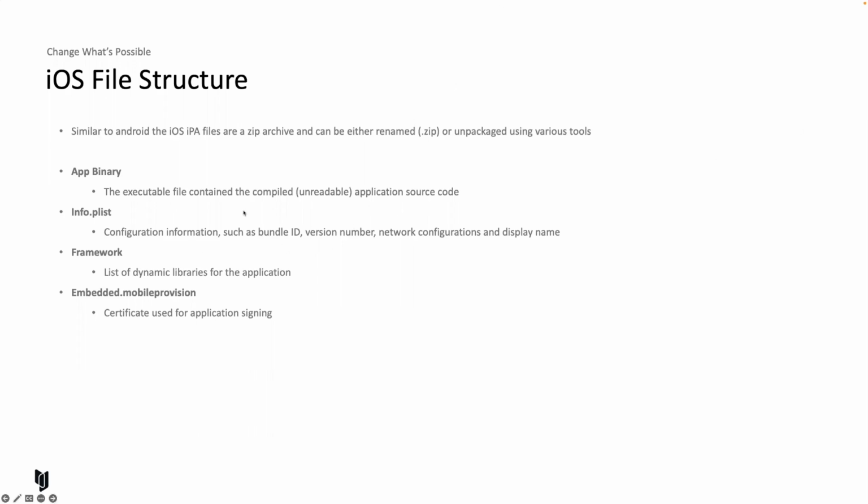You have the Info.plist, which has the configuration information such as bundle ID, the version number, network configurations, a handful of information, and potentially sensitive information if your application's coded wrong. You also have the Frameworks folder, which is a list of dynamic libraries for your application. And then your embedded.mobileprovision, which is your certificate for application signing, which is also the file that's going to block you if you are incorrectly signing or incorrectly installing on a certain device. So we do have ways around that. If you check out our previous blog post and webinar, we talk a lot about the embedded.mobileprovision file.